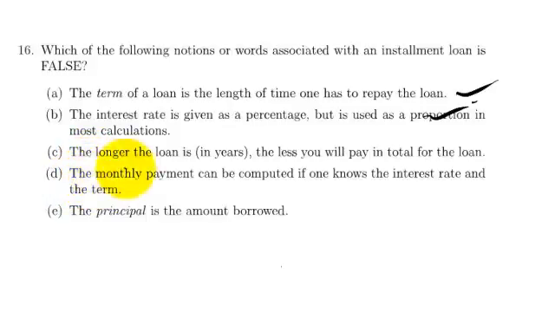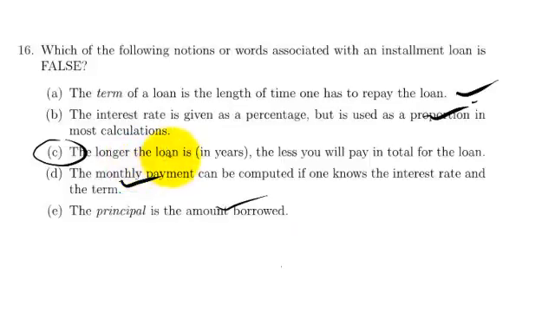D, the monthly payment can be computed if one knows the interest rate in the term. Yeah. A monthly payment means monthly, so you know your compounding period. You know the interest rate, you know the term, and we assume you have the principal, which, hey, leads into E. The principal is the amount borrowed. Yeah. So process of elimination would be C. But let's take a look.